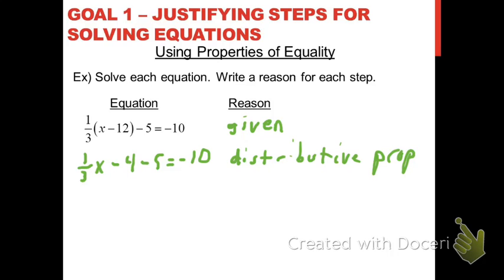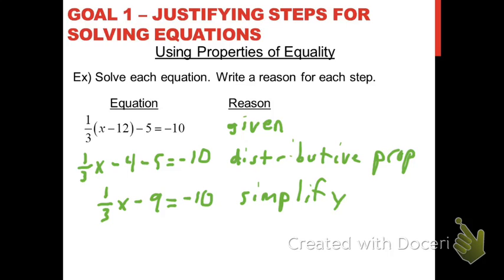All right, next step. We're going to have to combine our like terms on the left side of the equation. So that'll give us 1/3 x minus 9 equals negative 10. And whenever you combine like terms, what you've done is simplify. So because we simplified, we know that this equation, the third equation, is equivalent to the one above it.